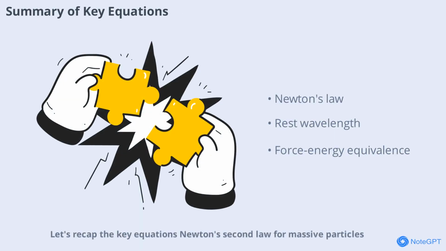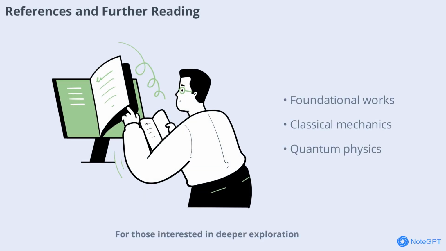Let's recap the key equations: Newton's second law for massive particles, the rest wavelength formula, and the universal force formula for massless particles. The force-energy equivalence equation ties everything together, showing how force and energy are fundamentally linked. These equations provide a comprehensive toolkit for modern physics. For those interested in deeper exploration, the references cited include works by Wilczek, Grainer, French, and others. These sources provide foundational knowledge in classical mechanics, relativity, and quantum physics. Studying these materials will enhance your understanding of force, energy, and massless particles.